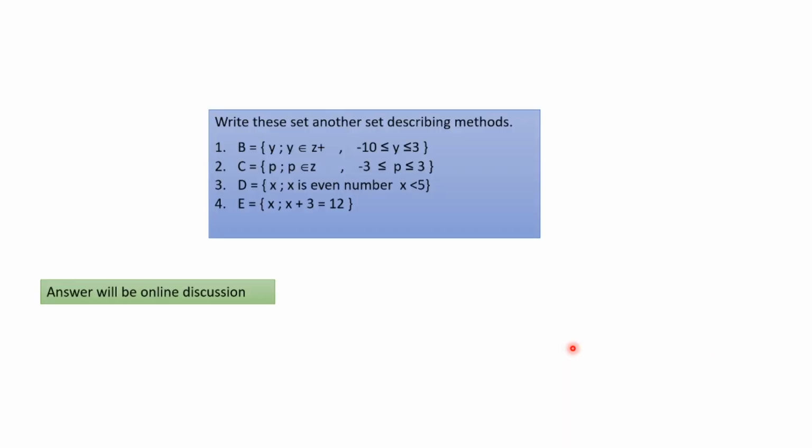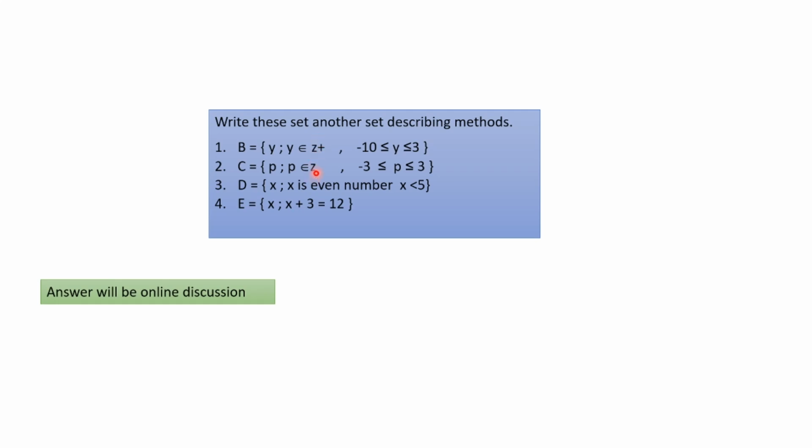Next one. Now you can do these exercises. We can discuss the answers in the online sessions. You can see here the symbol is the element symbol. If you use Z plus, you have to identify what Z is. Z is the integers, and Z plus means positive integers. If it is only Z, that means positive or negative integers.